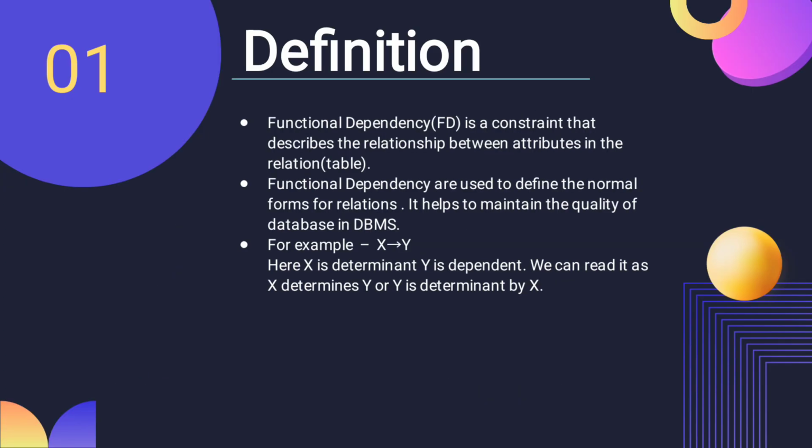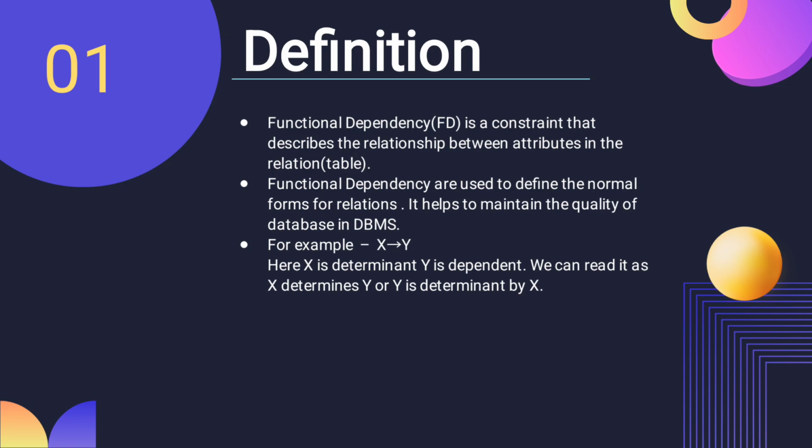Functional dependency is basically a constraint which describes the relationship between the attributes in the table. It helps to maintain the quality of the database in DBMS. It specifies the relationship between two sets of attributes, where one attribute determines the value of another attribute. Let us understand this concept with the help of an example.